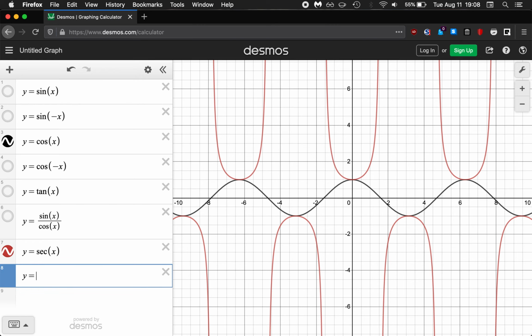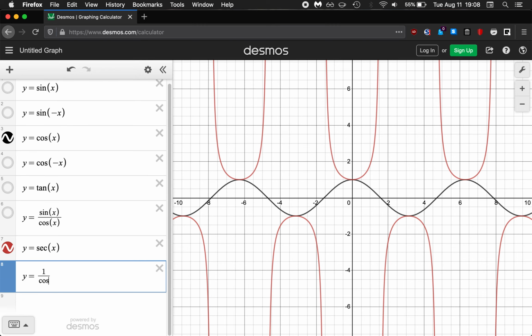So let me put in y equals 1 on cosine of x. And now in blue, I have exactly that secant. So these two functions, secant is equal to 1 on cosine. And we get this cool graph that the secant function comes up and it just touches that cosine function. Same down here as well. Does that make sense? If it doesn't, just skip back a minute and watch it again.